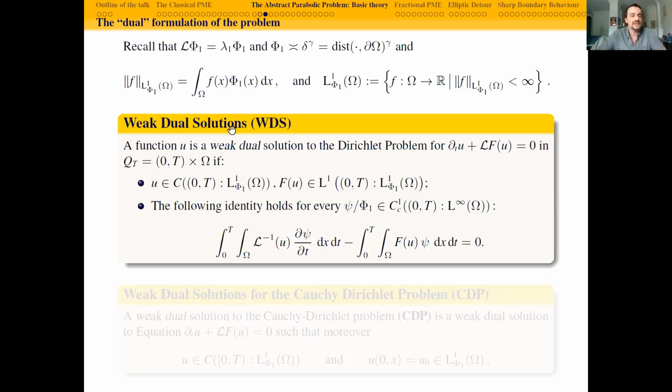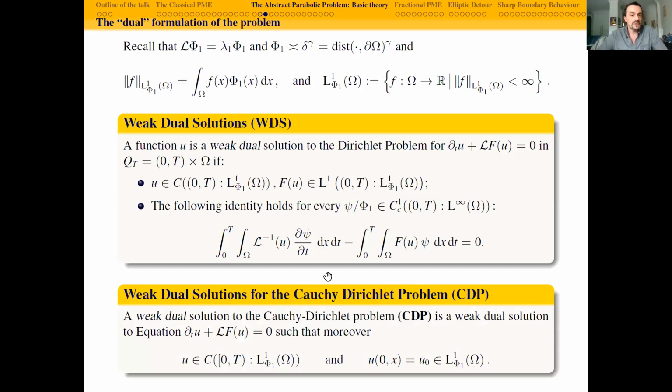In the case of the Laplacian, you can think that this is just a way of rewriting the very weak solution or the distributional solution. You just use as a test function L minus one of psi and you use Fubini. That's it. And this is the formulation of the very weak solutions. If you want solutions to the Cauchy-Dirichlet problem, you have to prescribe initial data and ask that they are continuous up to zero, because you have to recover in some sense the initial data.